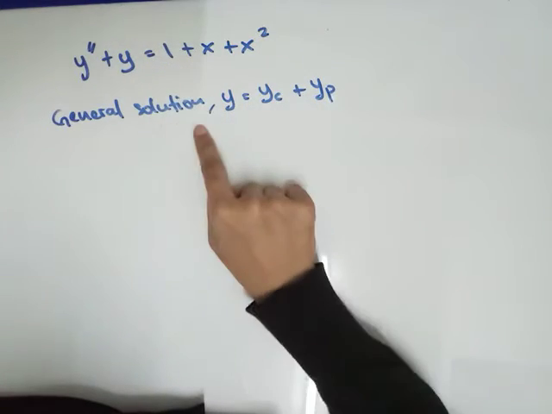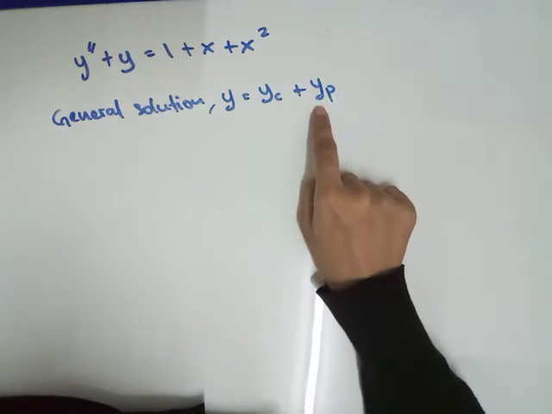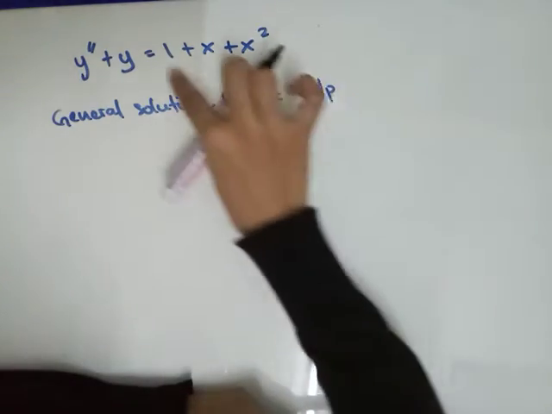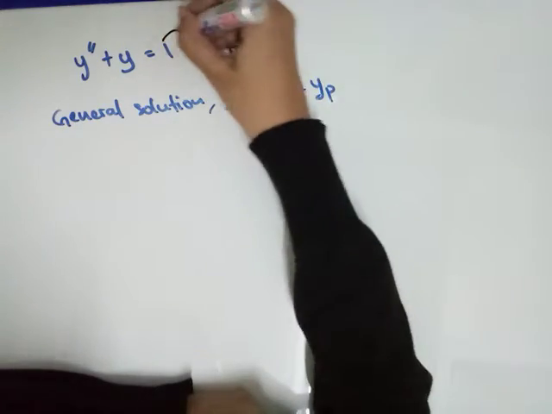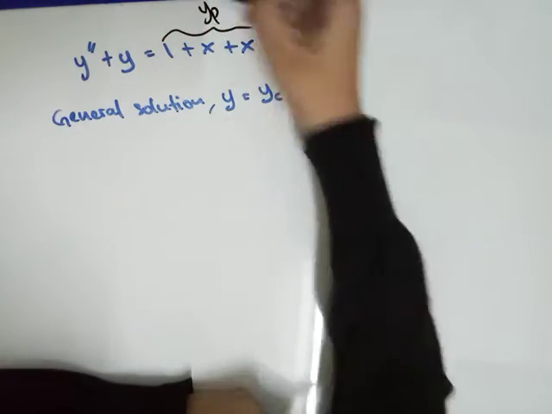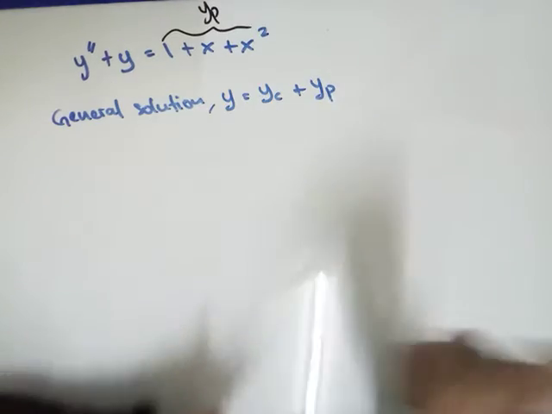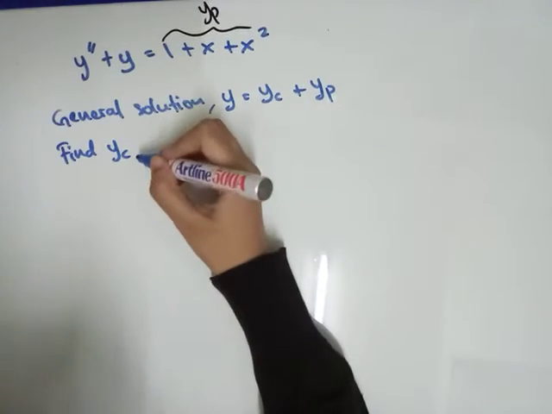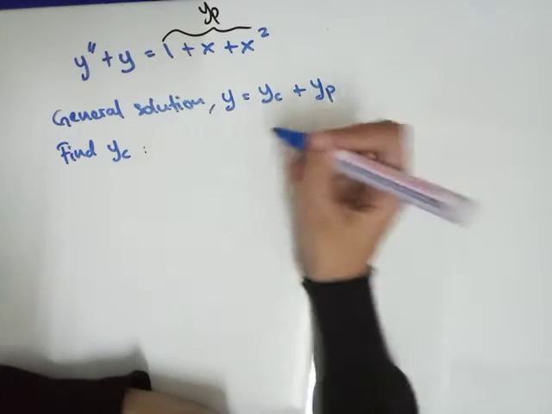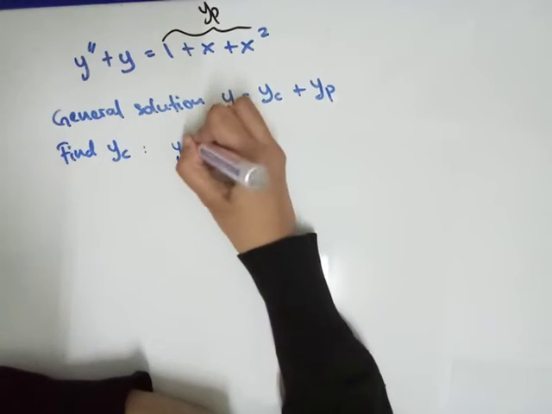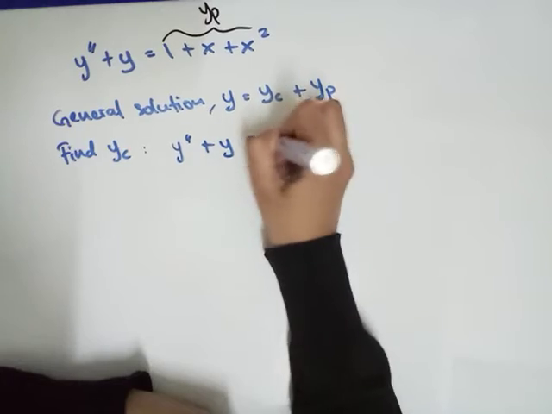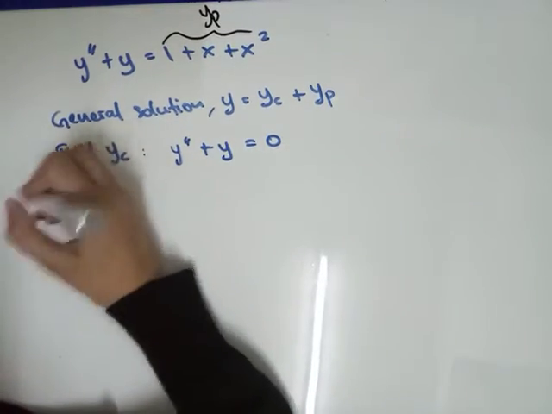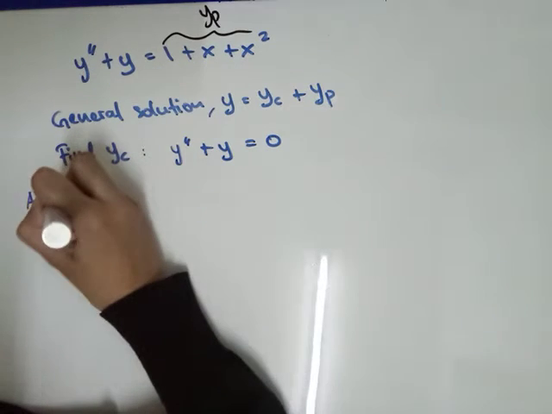As usual, the general solution is y equals yc plus yp. First we need to find yc. We know that 1 plus x squared is for yp, so we need to find yc first. So y double prime plus y equals 0, and then you need to transform it into the auxiliary equation.